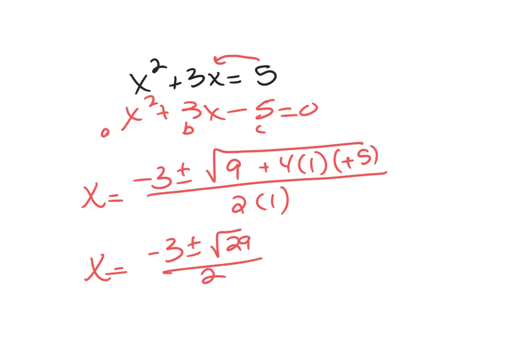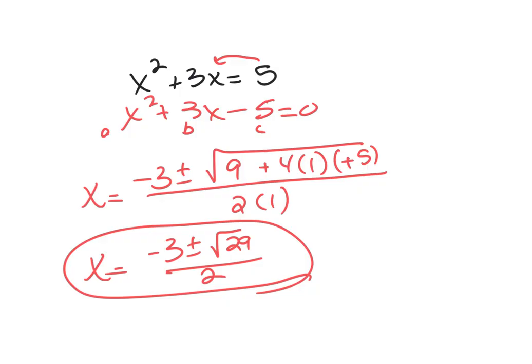Now, this time, because I cannot break down that 29 at all, I'm going to stop right there. That's my solution. Those are my two solutions. One is negative 3 plus the square root of 29 over 2. The other one is negative 3 minus the square root of 29 over 2. You could also punch it in your calculator and get 2 decimals, but this is the exact answers. That's where we're going to stop.